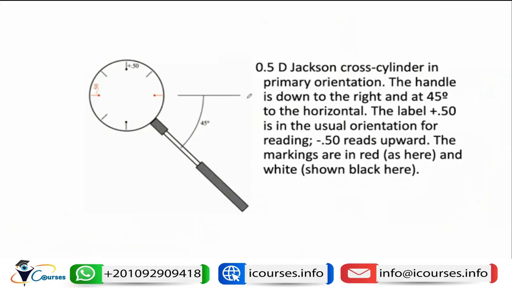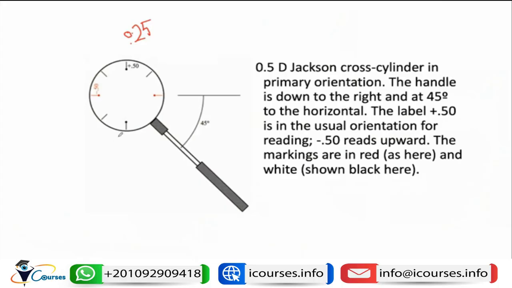We have two types of Jacksonian cross cylinder. We have the 0.5 diopters like this one. So it has a plus 0.5 diopter in one meridian and the minus 0.5 in the perpendicular meridian. And we have the 0.25. So it will be half of the size of this meridian.